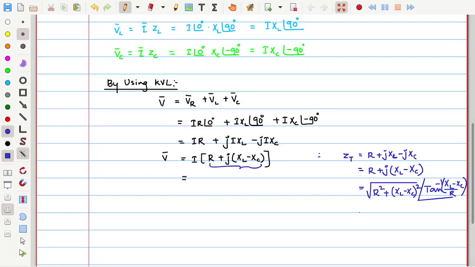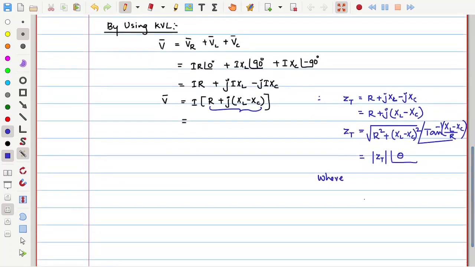Now, instead of writing such a big expression every time, I will say that this is the magnitude of ZT. I will represent the magnitude as mod ZT and the angle as theta. Where, let me write, mod ZT is the magnitude, equal to the square root of R squared plus XL minus XC squared, and theta is the angle, equal to tan inverse of XL minus XC by R.